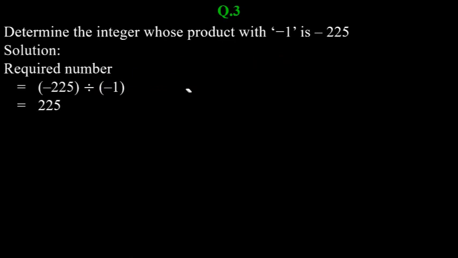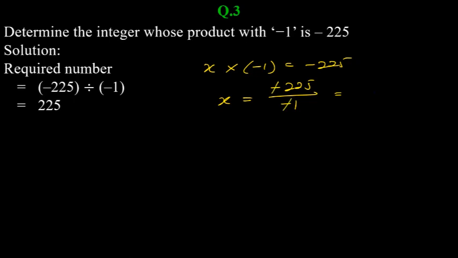Okay. The other way, you can say it is x multiplied with minus 1 gives you minus 225. X will be minus 225 divided by minus 1. Minus minus got cancelled, 225.